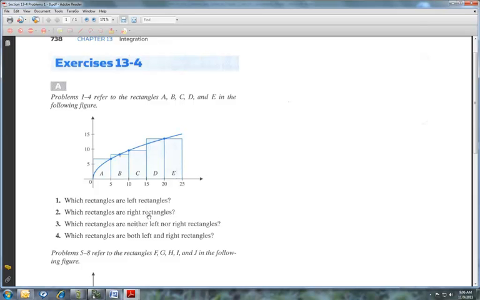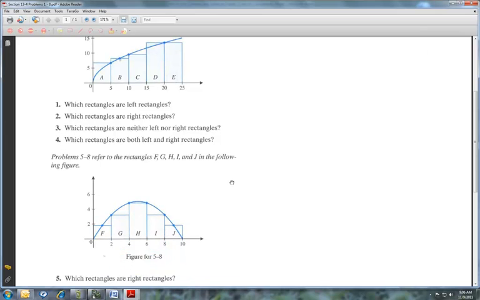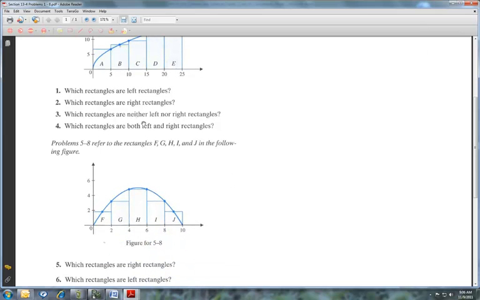How about which rectangles are right? I choose A and D. Which rectangles are neither left nor right? Well, B is neither left nor right, so I would go with B right there. Which rectangles are both left and right at the same time? Well, there's none. None at all. Let's look at problems 5 through 8. They refer to these rectangles. Maybe problem 4 here will become more apparent.